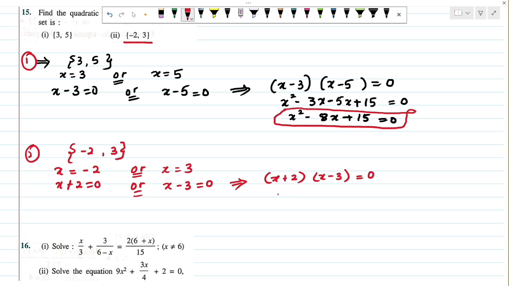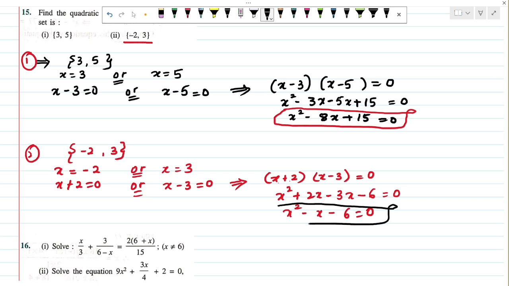So by multiplying we will get x squared plus 2x: x into x is x squared, plus 2 into x is 2x, minus 3 into x is 3x, plus into minus is minus, 3 2s are 6, which equals 0. If I simplify this, I'll get x squared minus x minus 6 equals 0. So this is the required solution for the given set, that is minus 2, 3. I hope this is clear for everyone.